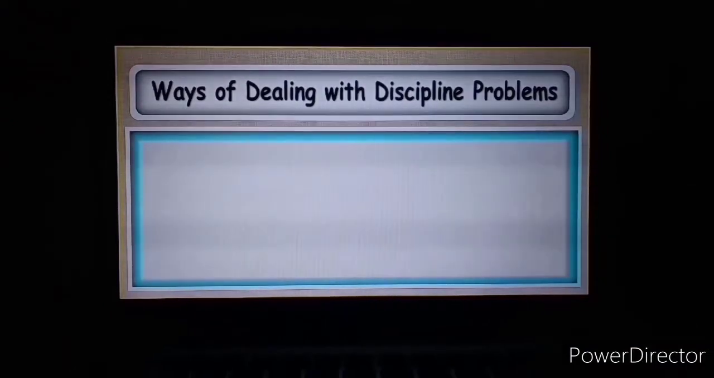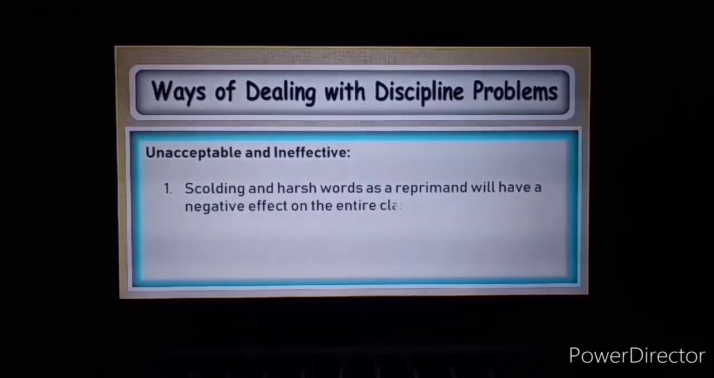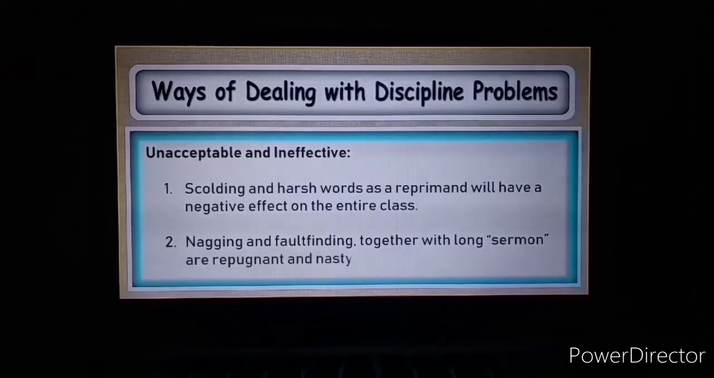Next is unacceptable and ineffective. So mao ni siyang dapat natong i-avoid and dili dapat natong buhaton. First is scolding and the harsh words as a reprimand will have a negative effect on the entire class. Scolding your students makes them anxious. Also, it may make them ignore you. So, avoid that. Number 2, nagging and fault-finding together with long sermon are repugnant and nasty. We need also to avoid the long sermon of a student whenever they make a mistake because it is rude.